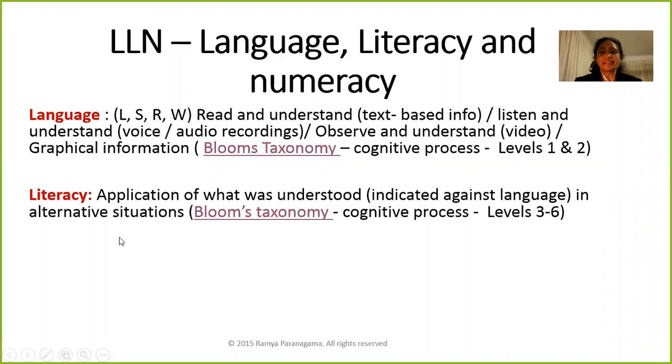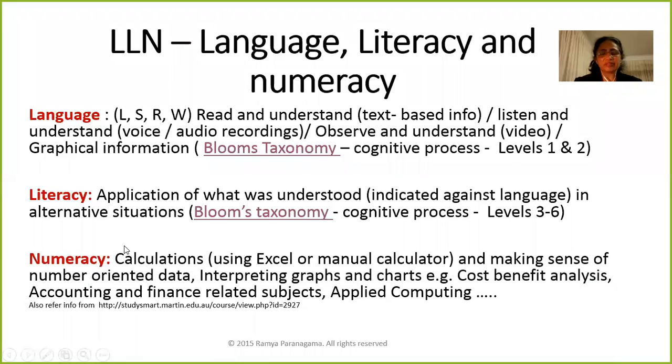So we are done with literacy, and the last one is numeracy. Numeracy is not just calculating numbers using a calculator. At least in this day and age, it is necessary to use Excel as a tool to calculate for the purpose of plotting graphs from the information gathered. Plotting graphs is necessary, then interpreting graphs. A couple of examples are cost-benefit analysis, which covers a number of areas: project management, change management, even strategic administration and management. In day-to-day life, cost-benefit analysis is a common issue. Then accounting and finance-related subjects, as well as Excel-related studies.